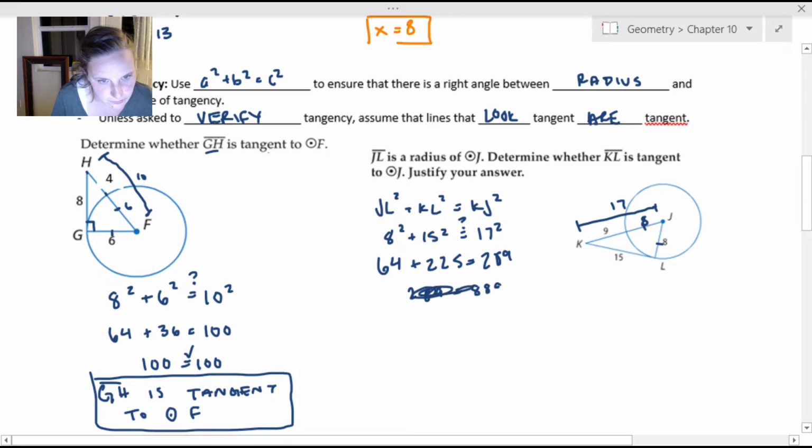289 is equal to 289. Check. So we do know KL is tangent to circle J.